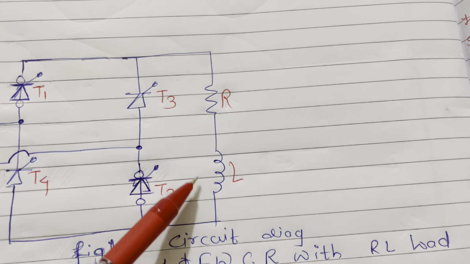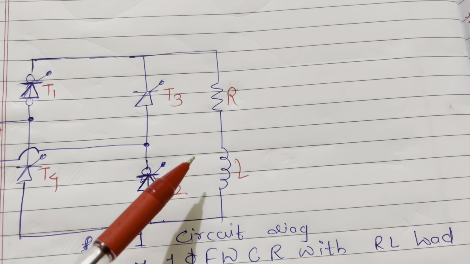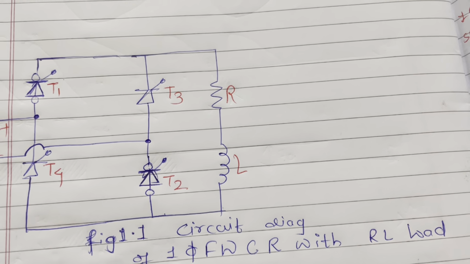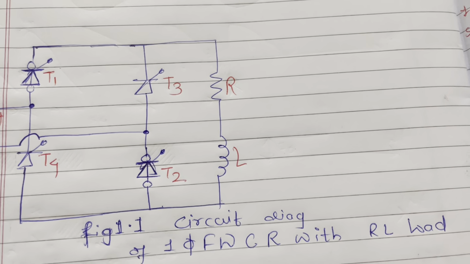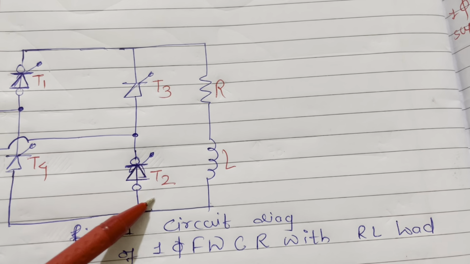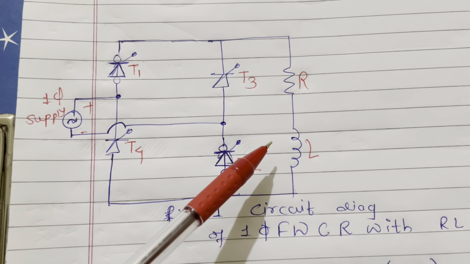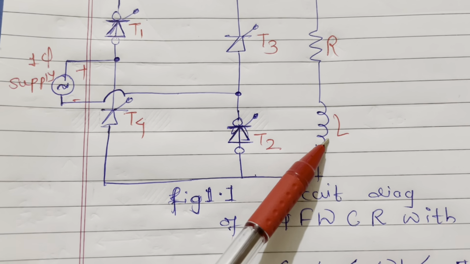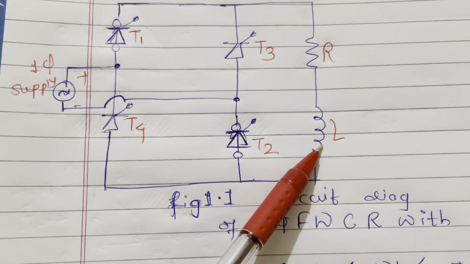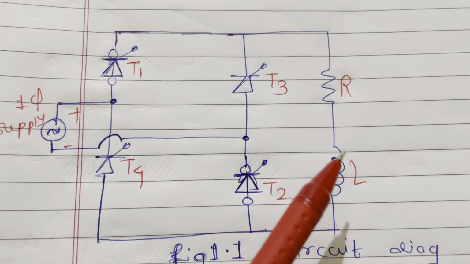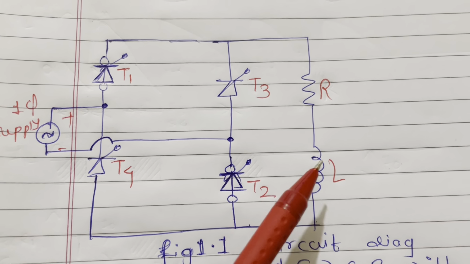The discussion here is made with an assumption that the load inductance is large enough so that the current is continuous and ripple free, equal to I0. So what is I0? I0 is nothing but the load current.